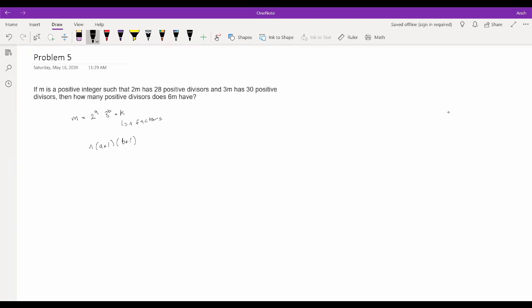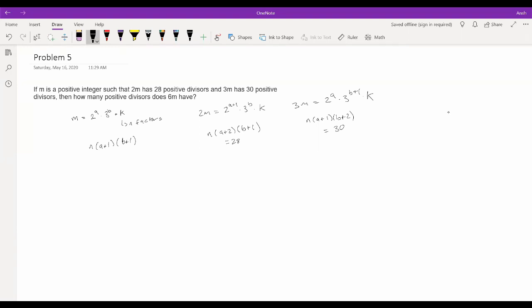Now, if we take 2m, instead of 2 to the a times 3 to the b times k, we can write it as 2 to the a plus 1 times 3 to the b times k. So this would have n times a plus 2 times b plus 1 factors. And doing the same with 3m, we can write it out as 2 to the a times 3 to the b plus 1 times k. And this would equal n times a plus 1 times b plus 2. And since we know that 2m has 28 factors and 3m has 30 factors, we get two equations.